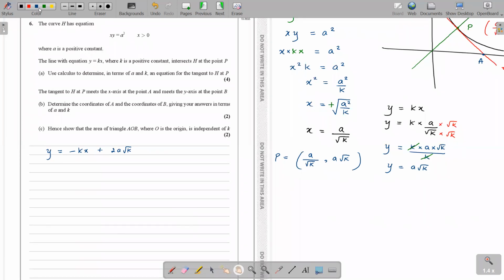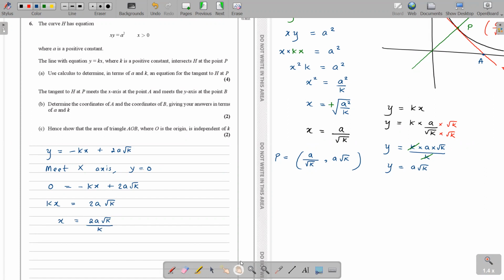Okay, so when you meet the x-axis, what happens? When you cut the x-axis, your y is 0. So when y is 0, we get minus kx plus 2a root k equals 0. Minus kx I'll take to the other side as positive kx equals 2a root k. So x equals 2a root k divided by k. Do you agree with me? 2a root k divided by k.